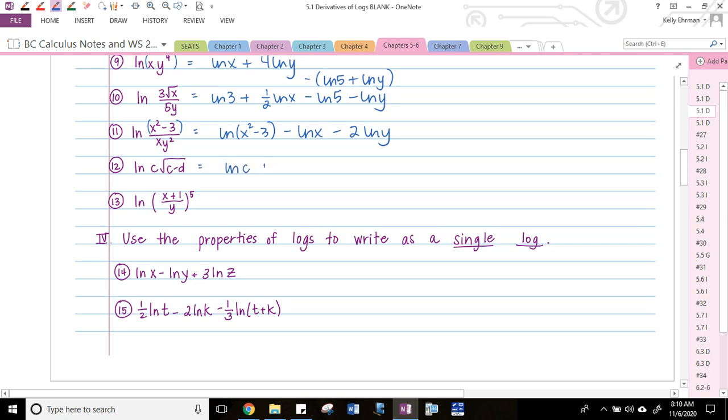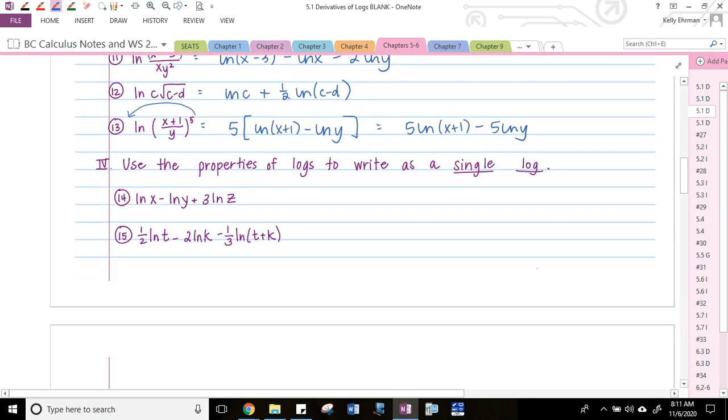Natural log of c plus, we have a square root here, so 1/2 natural log of c minus d. Now here, the entire result is being raised to the 5th power, so you can pull a 5 out here, and then you can expand this into natural log of x plus 1 minus natural log of y. Or you could just write 5 natural log of x plus 1 minus 5 natural log of y. So either way, those are equivalent because the exponent of 5 is applying to both of those.